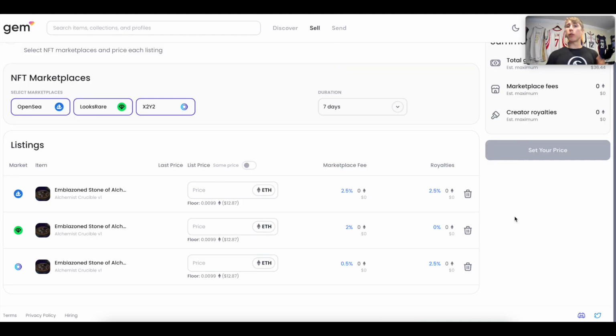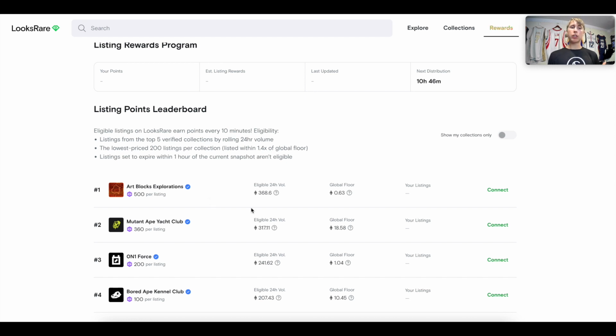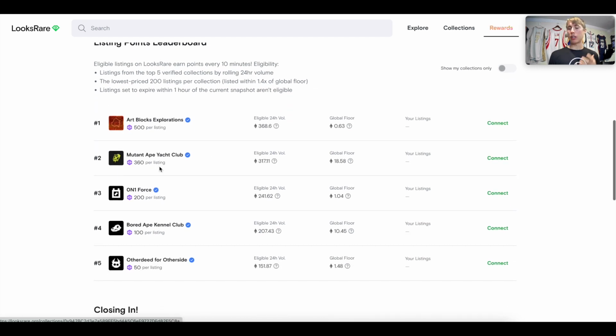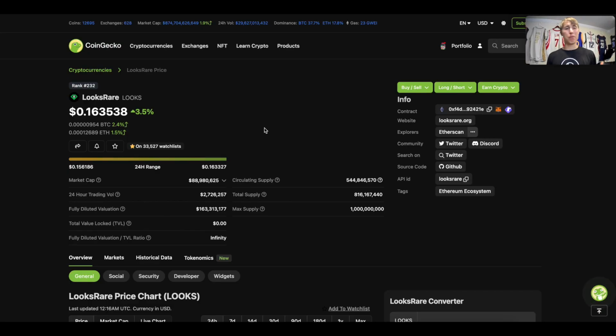So the difference between Looks Rare and something like OpenSea is that Looks Rare only charges a 2% marketplace fee, which is only 0.5% less. And what they do to incentivize people to trade on their exchange is that on Looks Rare, as you can see here, they would pay people to list certain NFTs. So if I would list this Bored Ape Kennel Club, I would get paid 100 Looks token in order to list this token. It may not sound like a lot, but basically I'm getting paid $16 to list.